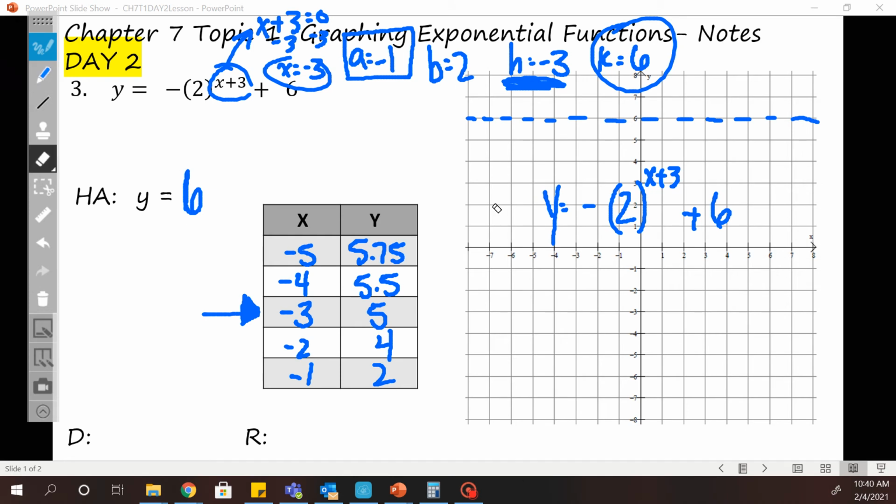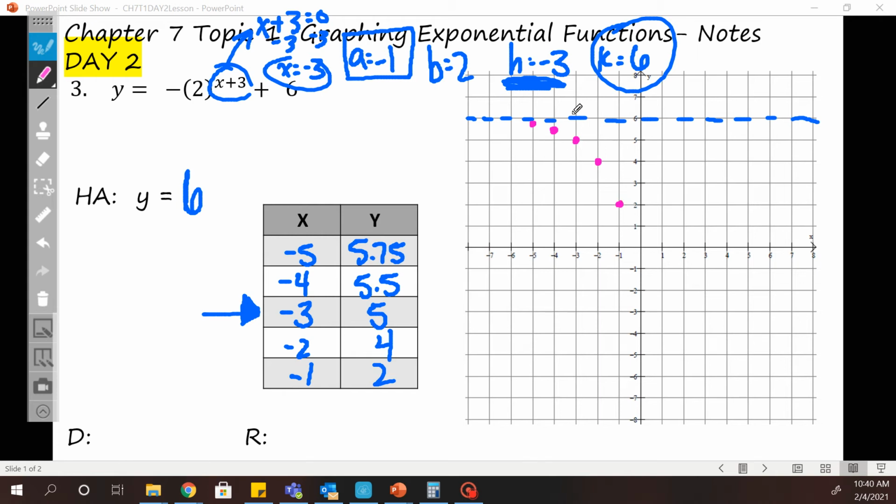All right, now we have everything we need to graph this. We have all our points, so we can put this on the graph. Negative 5, 5.75 is right here. Negative 4, 5.5 is right here. Negative 3, 5 is right here. Negative 2, 4 is right here. And negative 1, 2 is right here.